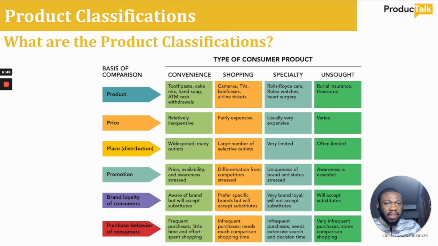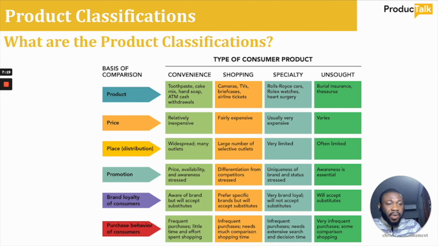Now, your specialty, example of a specialty product would be Rolls Royce, Rolex watches. The price, they're actually very expensive. The places, you won't really find them everywhere. They're very limited. The promotion, very unique. And there's emphasis on the status. The brand, customers are loyal to brands like this. They want this because this is what they want. They're loyal to the brand. The purchase is not so frequent, only when there's a need. That's when the decision is made.